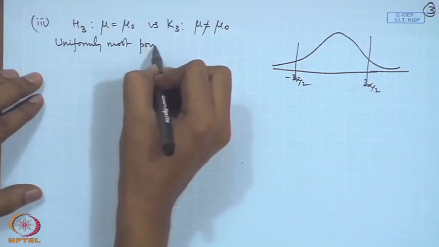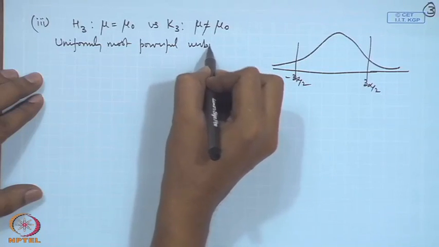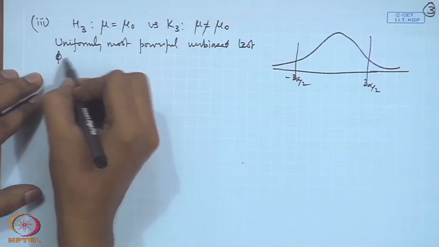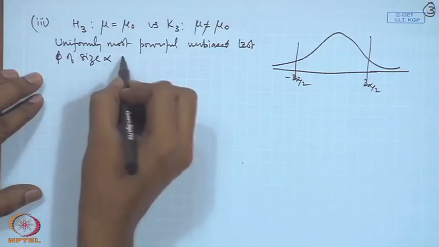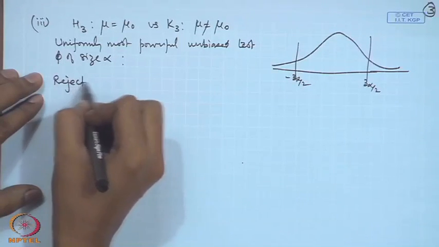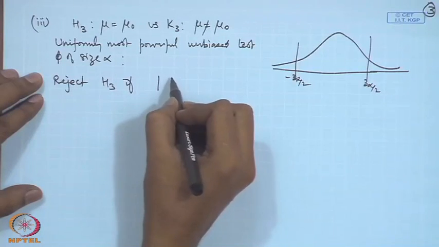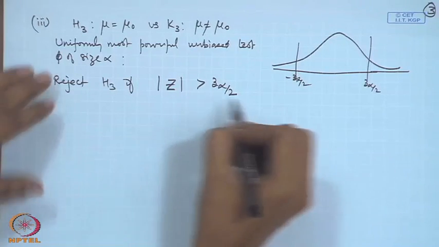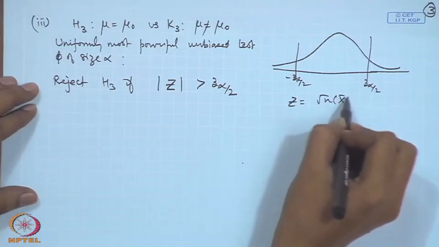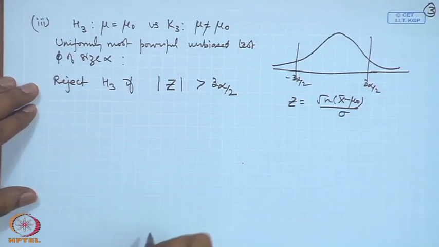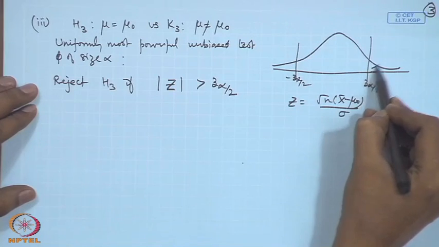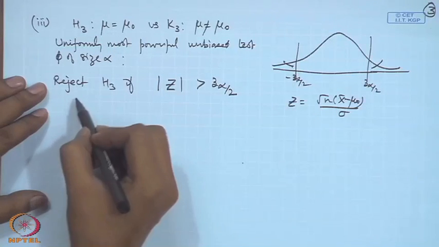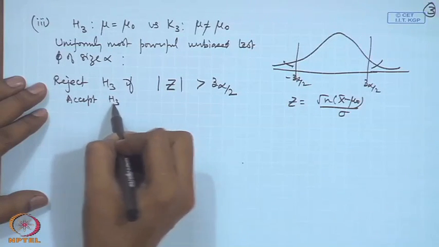uniformly most powerful unbiased test of size alpha. So, that is reject H3 if modulus of z is greater than z alpha by 2, where z is the same quantity, that is z is equal to root n (x bar minus mu naught) by sigma. So, you are rejecting in this region and in this region, and in the intermediate region you are in favor of the hypothesis. Accept H3 otherwise.